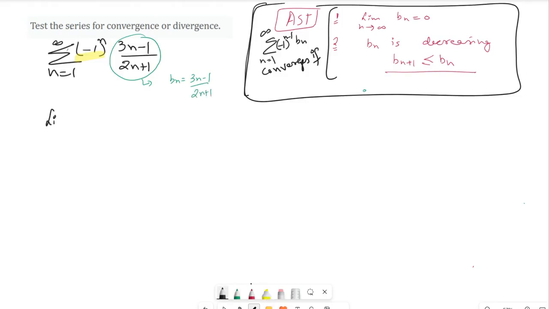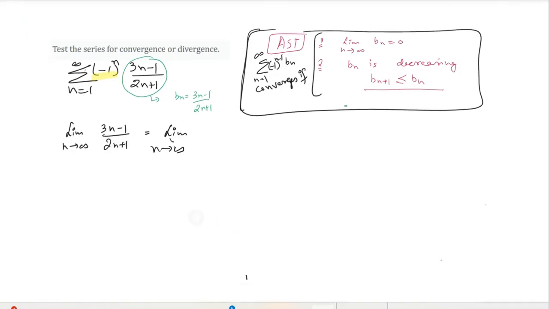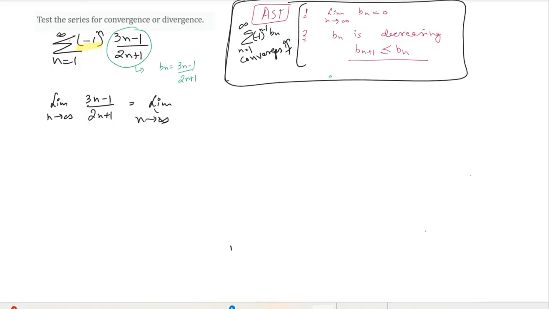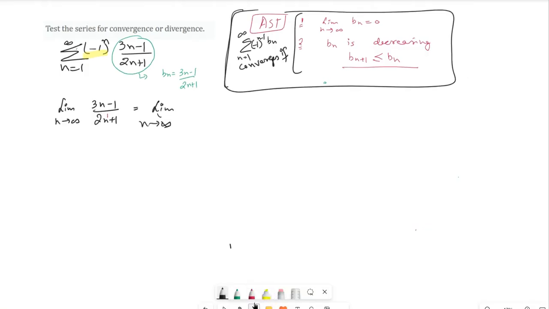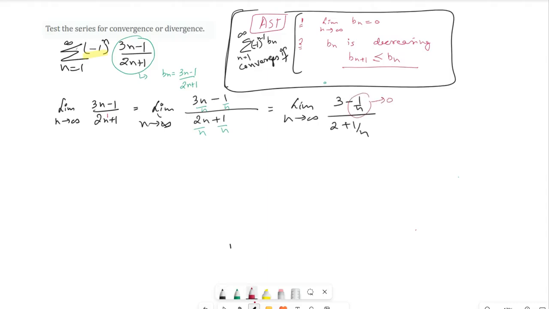Okay. So we need to first check if limit n approaches to infinity of 3n minus 1 by 2n plus 1 is equal to 0. Let's find this limit. How do you find this limit? You check the highest power of n in the denominator, which is 1. So you divide everywhere by n. So 3n minus 1 divided by 2n plus 1, I'm going to divide all the terms by n. That's going to look like 3 minus 1 by n divided by 2 plus 1 by n. We know that 1 by n is going to approach 0, and this 1 by n is also going to approach 0. So this limit is basically 3 by 2.